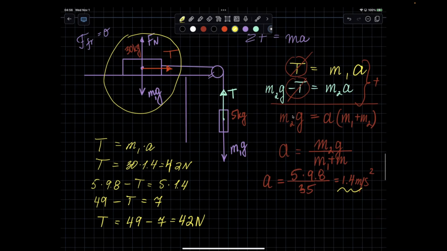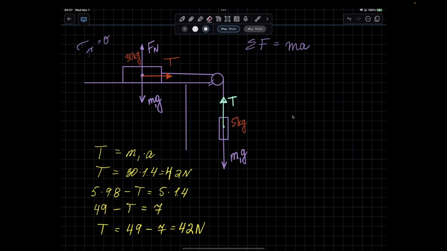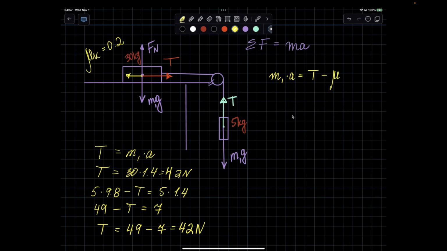That was for the setting where we had absolutely no friction or negligible friction. I'm going to add a little bit of kinetic friction. I'm going to say that my mu kinetic is 0.2, for example. What will change? What will change is that force of friction is now going to be opposing force of tension. Therefore, M1 times acceleration will be tension minus mu m1g. Because remember, force of friction is mu times normal force, and when it's flat on the surface like that, then it's just mu times mg.